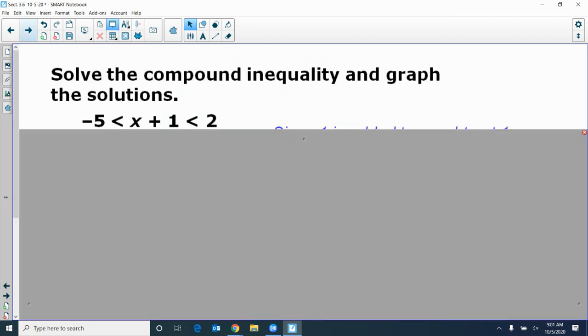All right, just pay attention to this one. Here's what it's going to look like. We want to get the x by itself in the middle. Well, how do you think I get that x by itself in the middle?